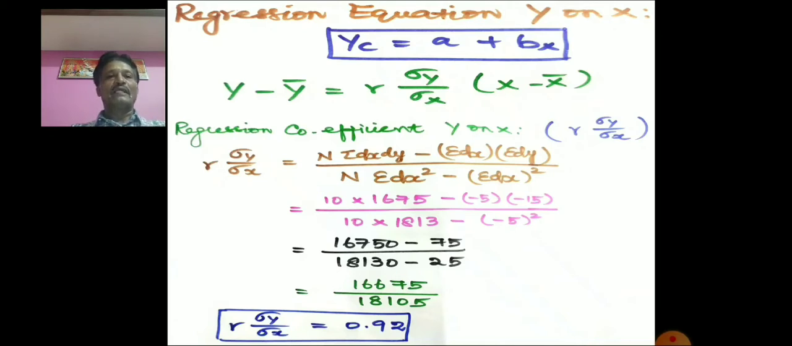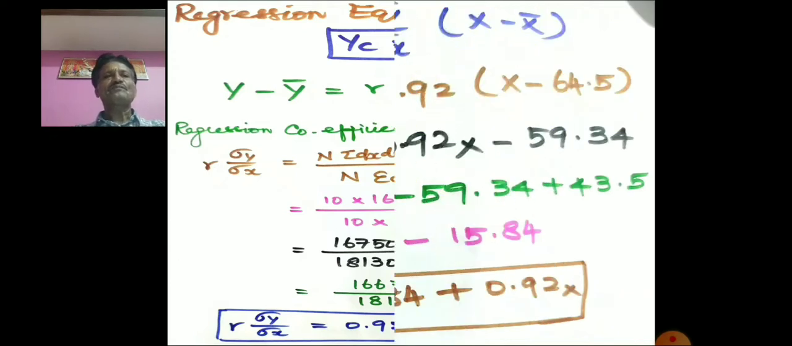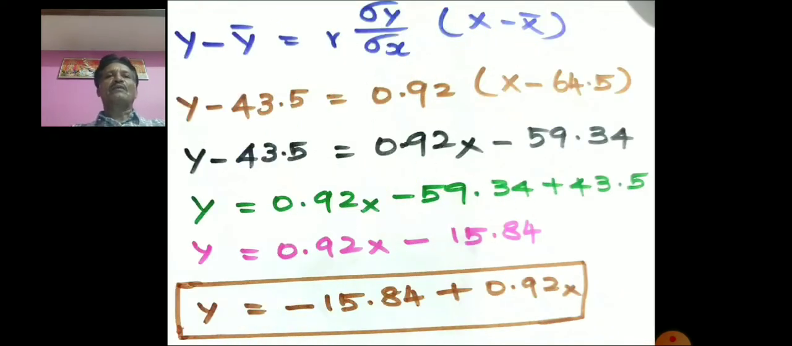You will get the regression coefficient y on x. So 16,675 divided by 18,105, that is equal to 0.92. So regression coefficient y on x is equal to 0.92. So in the place of r sigma y by sigma x, we substitute 0.92. So here the equation for y on x is y minus y bar equal to r sigma y by sigma x into x minus x bar.